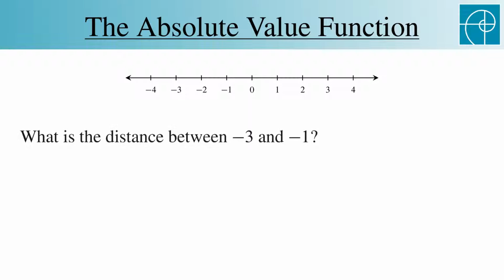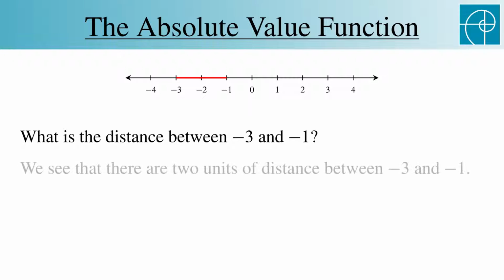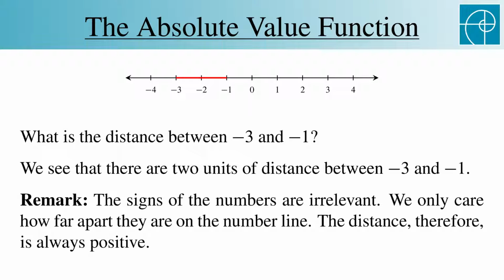Similarly, what's the distance between -3 and -1? We count the units and see that there are 2 units of distance. Note that the signs of the numbers are irrelevant. We only care how far apart they are on the number line. The distance, therefore, is always positive.